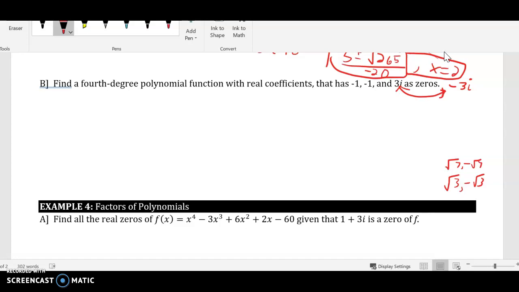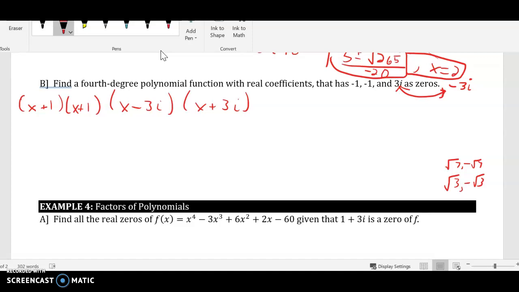They go together. So the first thing I need to do, I need to write my zeros as factors. So negative 1 is a factor as x plus 1. So I got negative 1 and negative 1. So I got x plus 1, x plus 1. And then I got x minus 3i, taking the opposite of that. And then x plus 3i. So this is the 4th degree polynomial in factored form. But I need to multiply all this stuff out.